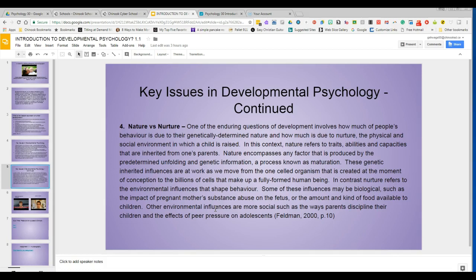Okay, so that's nature versus nurture. Always a question in terms of our development. Who are we today? Are we a product of both our genetic makeup and our environment and the environmental influences? Does one have more impact than the other, and so on?